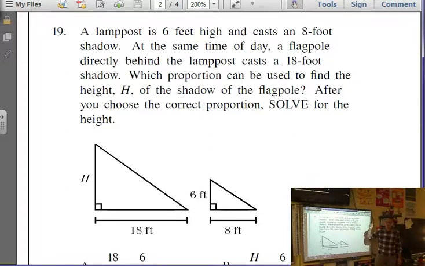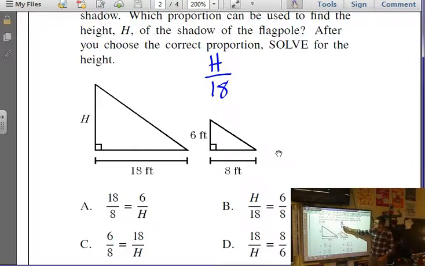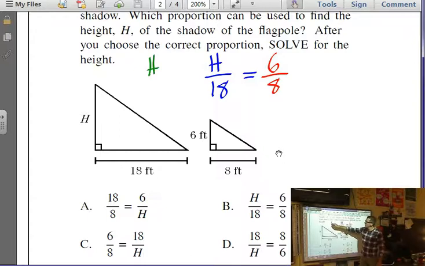And 19, it's the same problem as the tree and the yardstick, except now I gave you a picture. So 6 and 8 do not compare with each other as nicely as 3 and 9 did. So what we can do here instead is set up our proportion. We can take the height of the lamppost over its shadow equal to the other height of 6 over the other shadow. Realize here I've done both heights on top, shadows on bottom. My tops agree, my bottoms agree, both heights, both shadows.